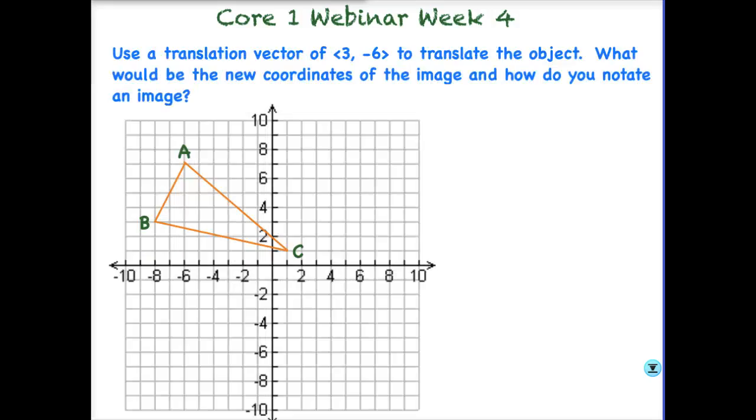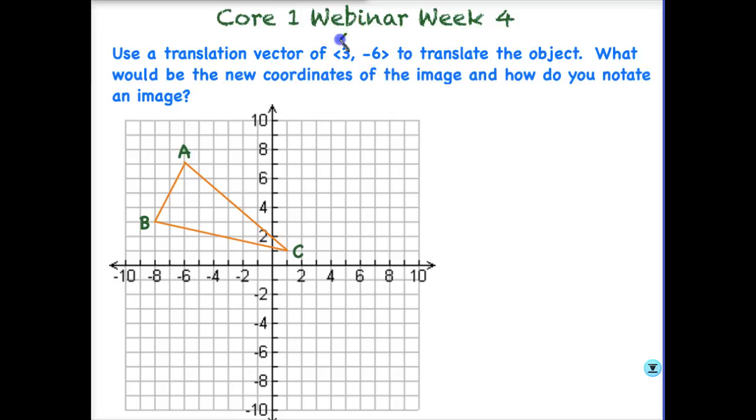The reason we do it with just little points is so you get a feel for it, because ultimately you're going to do it with shapes. Here's what a translation vector looks like. These little pointy brackets, like greater than or less than signs, mean this is a vector. So you want to translate it 3 units for x and -6 units for y.